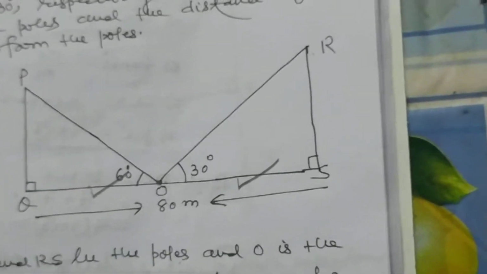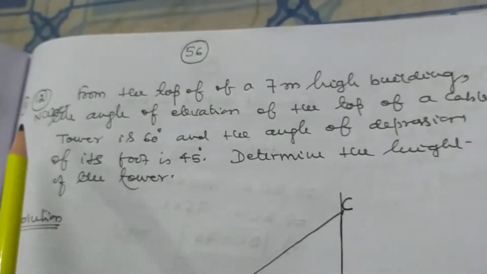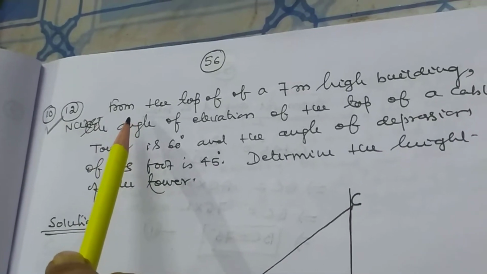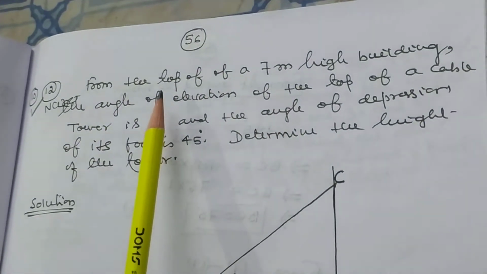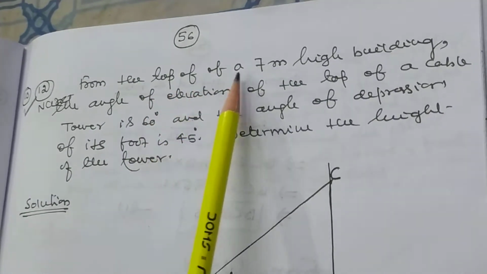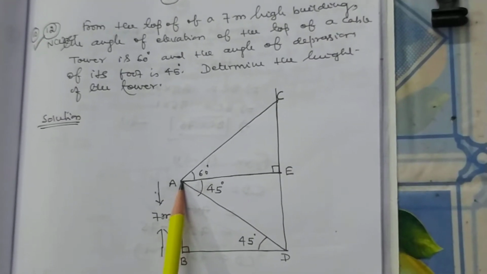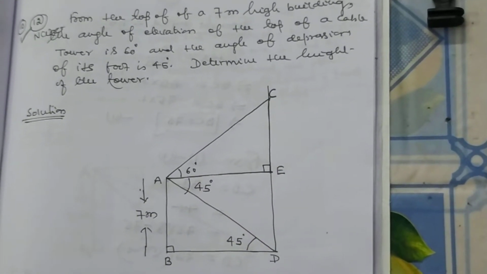Now, I want to solve the next problem. This problem is problem number 12 of height and distance, and problem number 10 of the study material. My dear students, in this problem it is given: from the top of a 7 meter high building, the angle of elevation of the top of a cable tower. This is a cable tower DC.